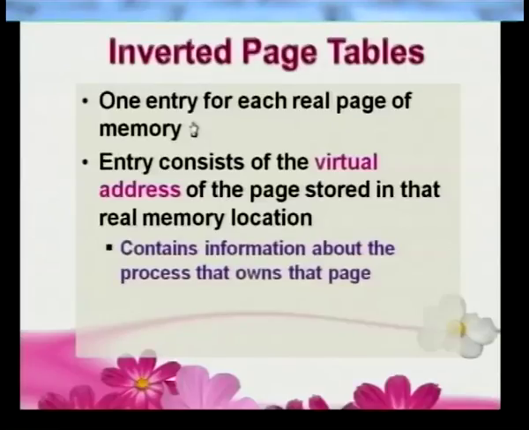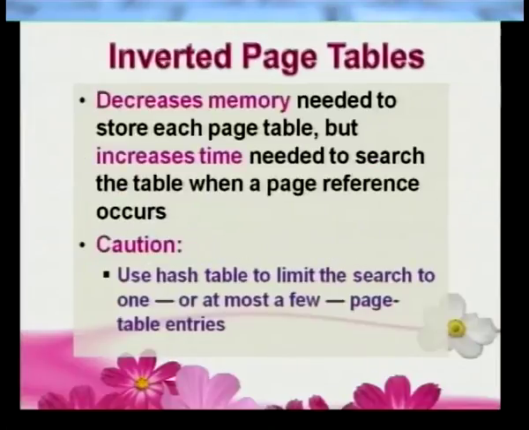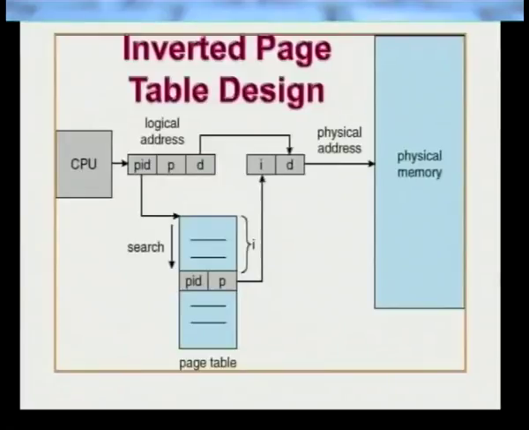This gives you yet another saving in your memory cycle. Therefore, for implementing the inverted page table, though it is complex, it increases the performance of your operating system. In inverted page table, there is always one entry for your real page inside the memory. Every entry contains information about the process that owns the page. Therefore, the memory needed to store each page table decreases. However, an increase in time is needed to search the table. The caution is, whenever needed, use hash table, otherwise go to inverted table. This is how the inverted page table works.